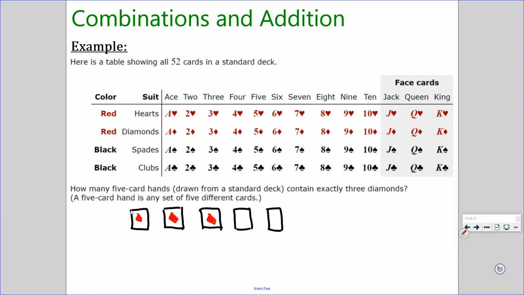Sorry, those diamonds are not my best drawing. There you go. Meaning these, we don't know specifically what suit or anything. We don't care. They just cannot be diamonds. I struggle so hard to find diamonds. Okay.